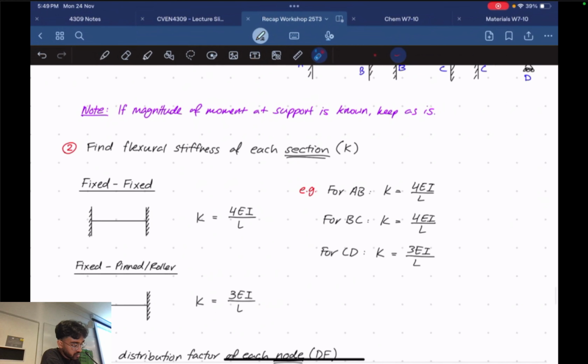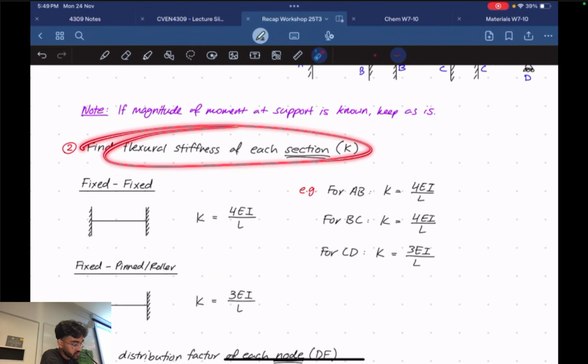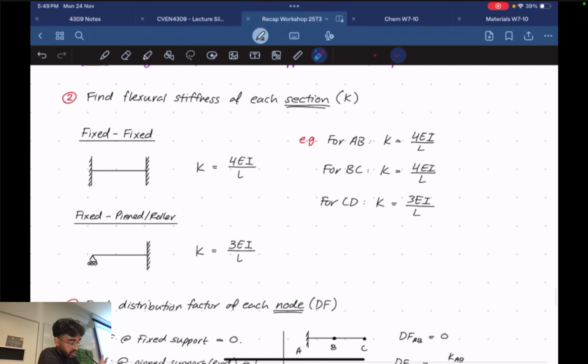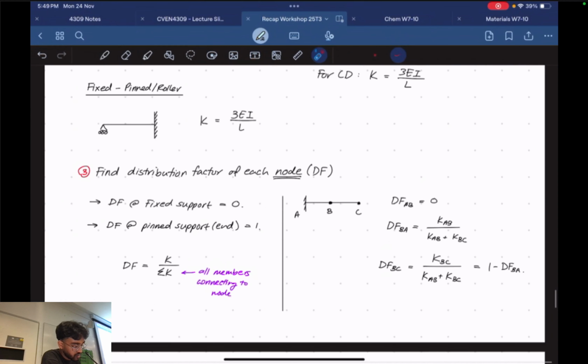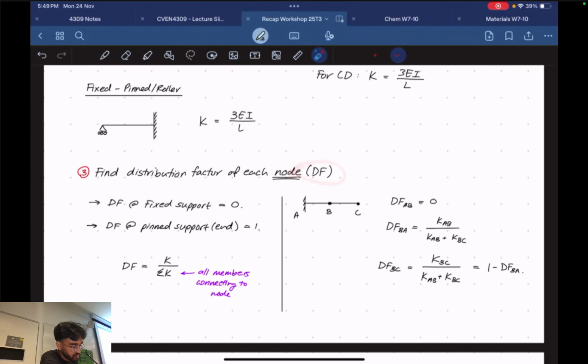Second step is to find your flexural stiffness for each section. There's two cases: fixed, or fixed pinned/roller. If it's fixed, your flexural stiffness is going to be 4EI on L. If it's fixed, pinned/roller, it's going to be 3EI on L. So for example, if I go up here, this is going to be 4EI on L, 4EI on L, 3EI on L. Then you're going to have to find the distribution factor for each node, DF.